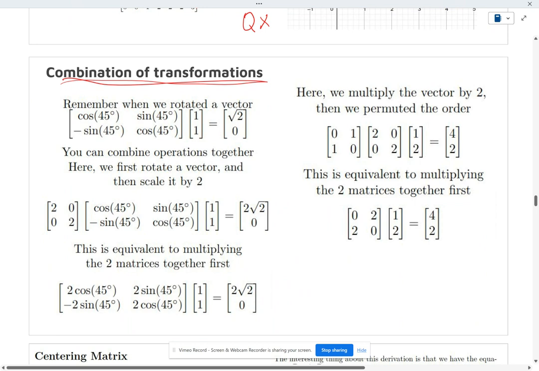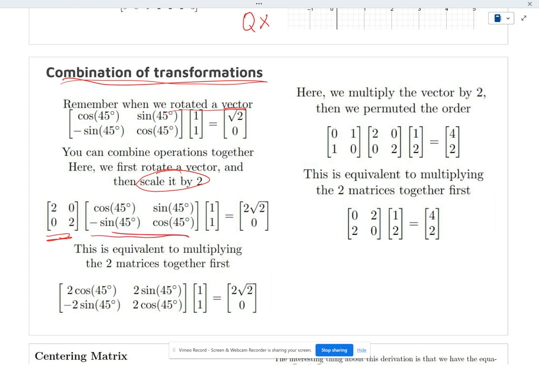Okay, so when you combine multiple transformations, let's say here we want to rotate a vector and scale it by 2. This matrix is scaled by 2, and this matrix is the rotation. This means that we can combine the two of them, which becomes like this, and we just multiply it once, and it will automatically rotate and scale for us.